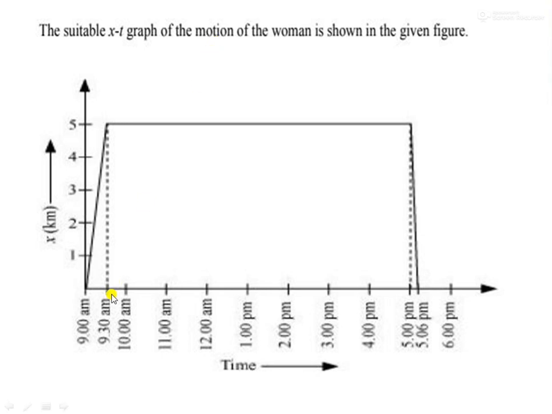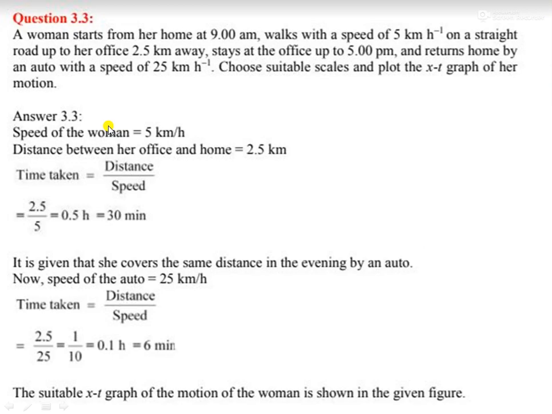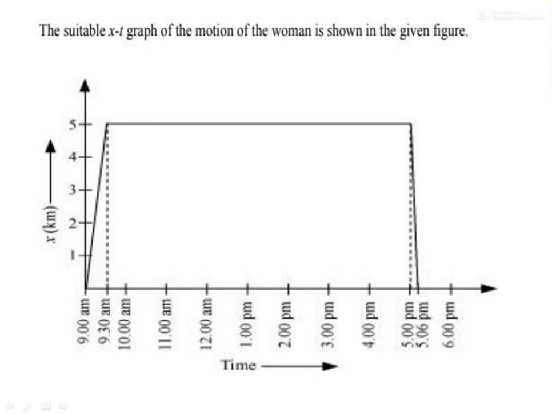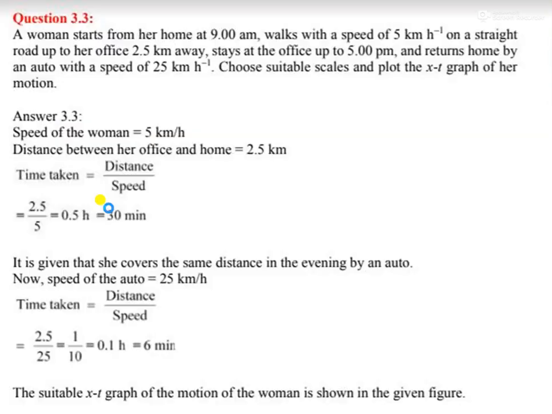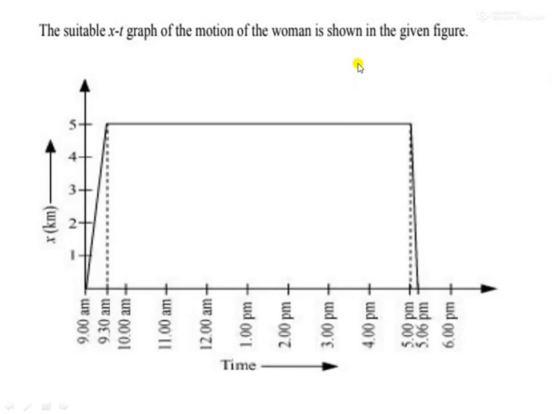You see the graph, at 9:30 she's at the office. So at 9:30 the position would be here. Now she stays at the office up to 5 pm. So till 5 pm we'll draw a straight line because the position is not changing, she is in the office only.